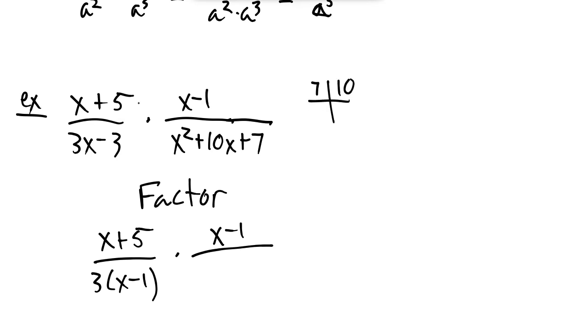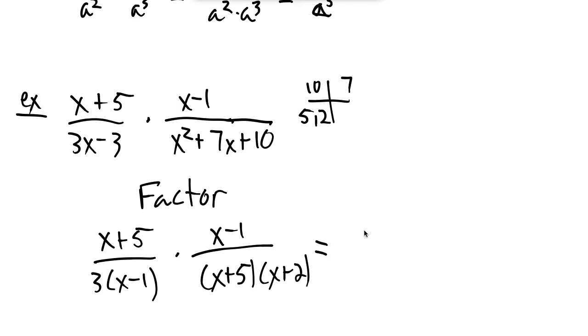Oh wait, I flipped those. Let's change this. It's going to be x squared plus 7x plus 10. There we go. So we're looking for factors of 10 that add up to 7. So what are our factors of 10? It's 5 and 2, and that adds up to 7. So this becomes x plus 5 times x plus 2.